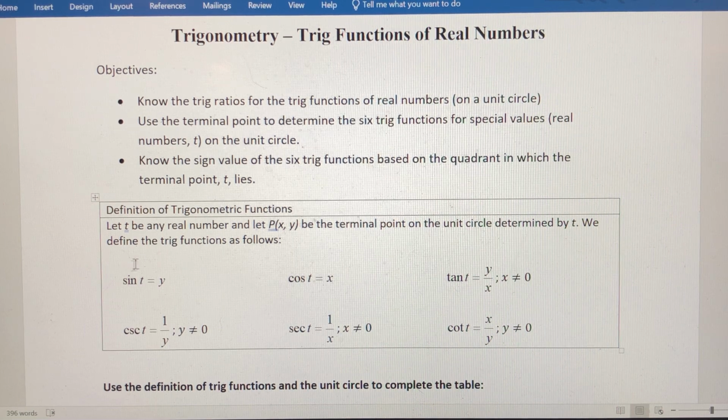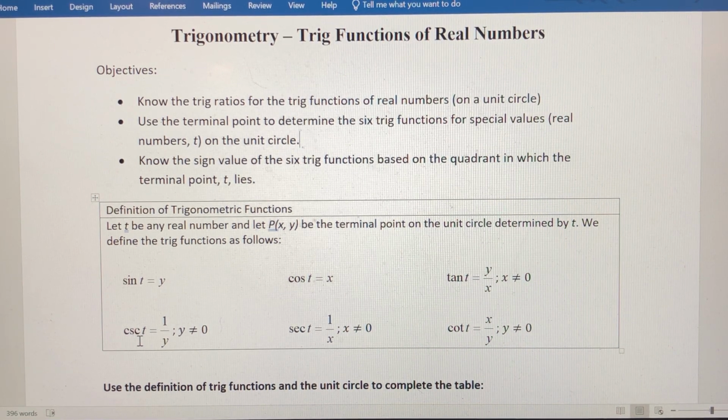So the sine of that real number t is going to be the y-coordinate. Whatever the y-coordinate is, if we're on the unit circle, that's going to be the value for the sine. The cosine of that real number t is going to be the x-coordinate. Tangent of t is going to be the ratio y over x. And we say here that x can't be 0. If x happens to be 0, we would just say that the tangent is undefined at that real number.